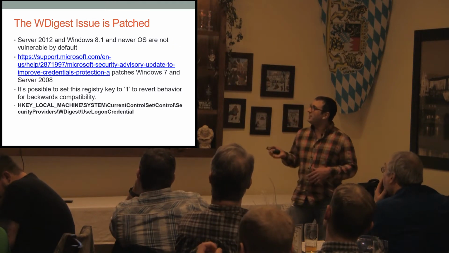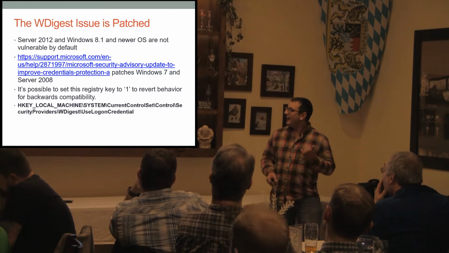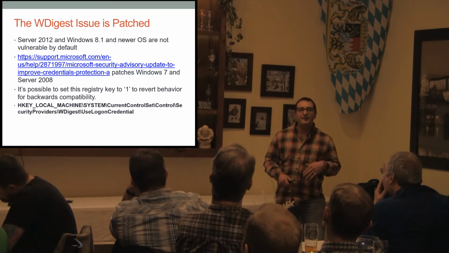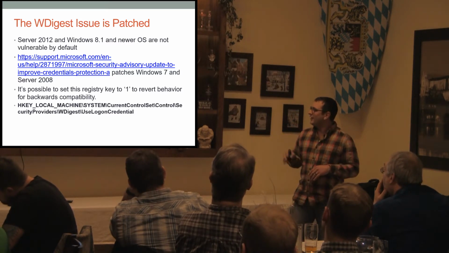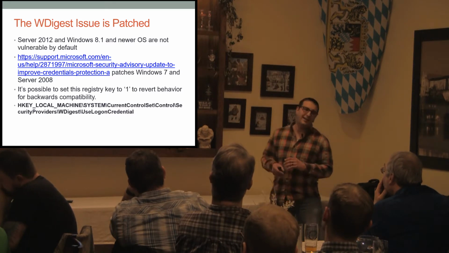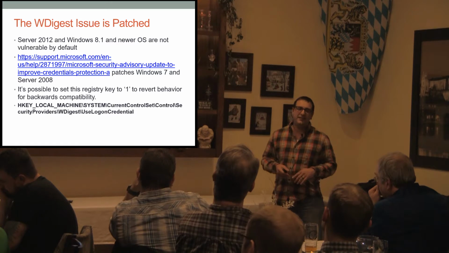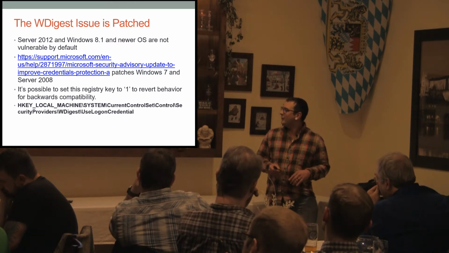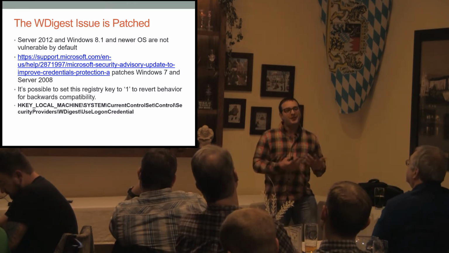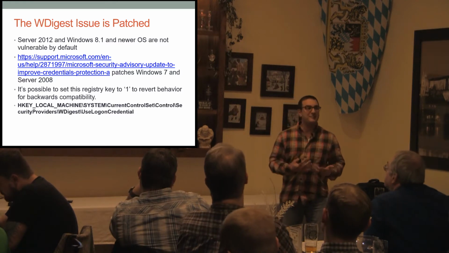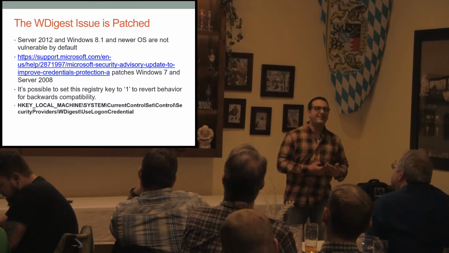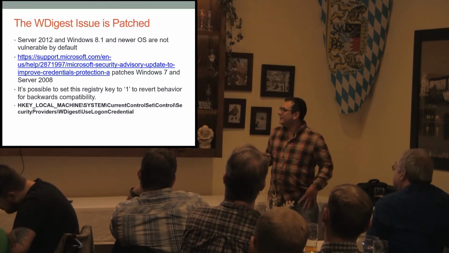So the WDigest issue is actually patched. Again, Server 2012, Windows 8.1, they patched it, so it's not there by default. They actually pushed out patches for Windows 7 and Server 2008 as well, and there's a link right there to the patches, so if you haven't applied them, do. However, Microsoft does this awesome thing with backwards compatibility, where they don't want to break anything, and I guess that makes sense to me.